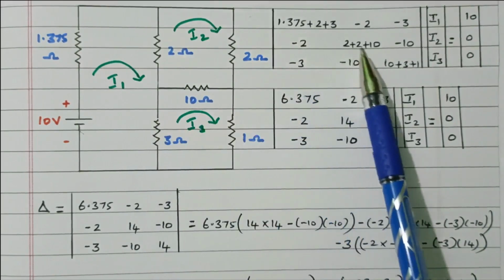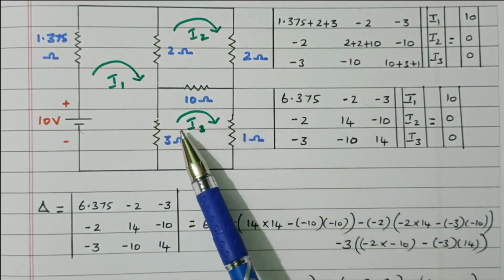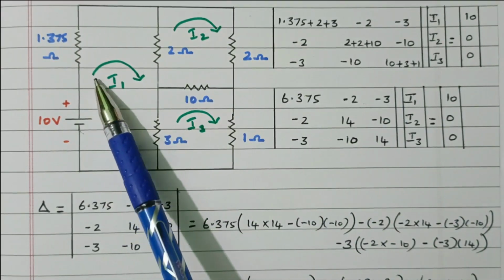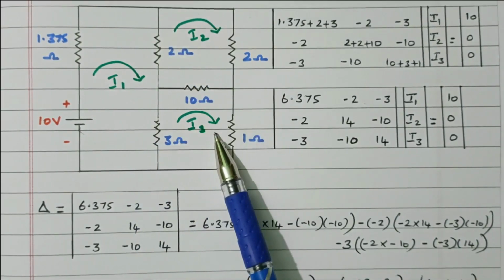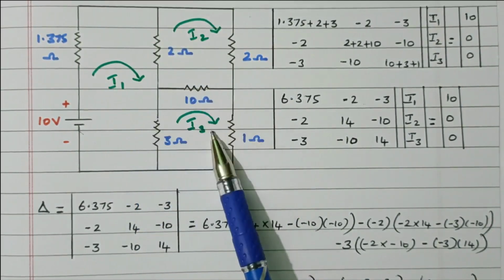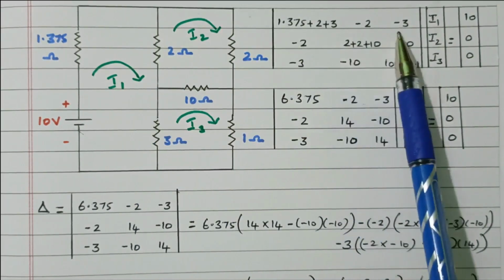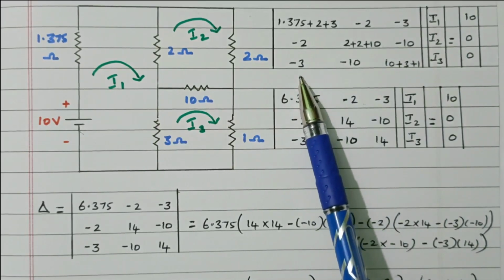Otherwise, all the current directions are in the same direction we marked. So other than the diagonal, all elements are negative. In the previous step, we marked the current in different directions. But here all are uniform. All are flowing in a clockwise direction. In that case, if all current directions are equal, other than the diagonal, all other elements we can put negative. Right? Okay.